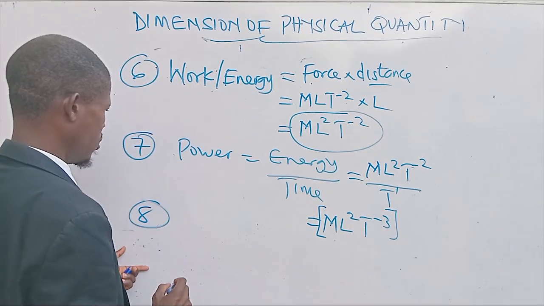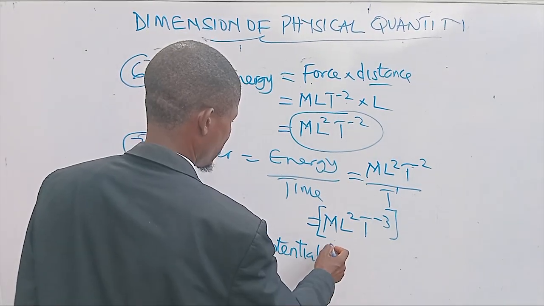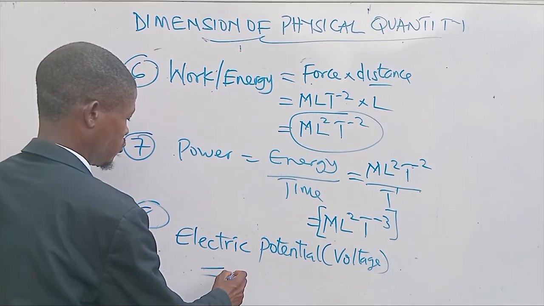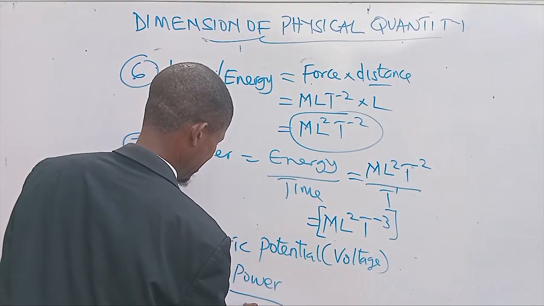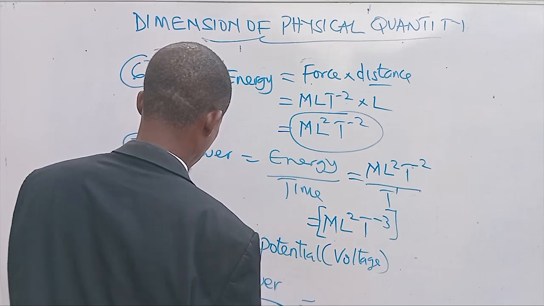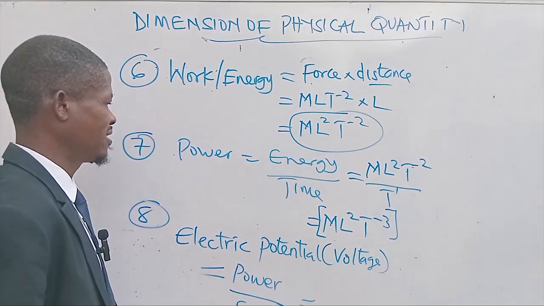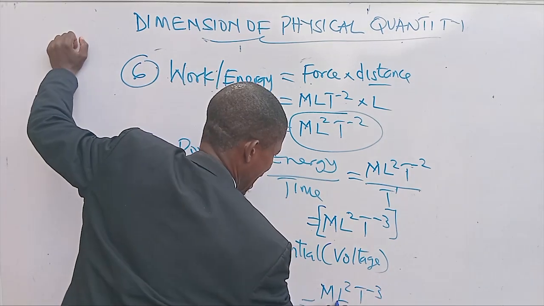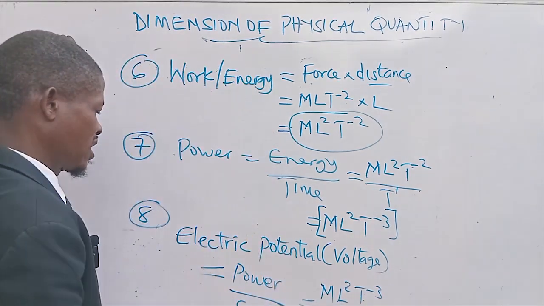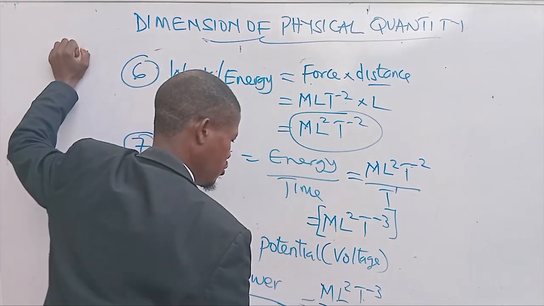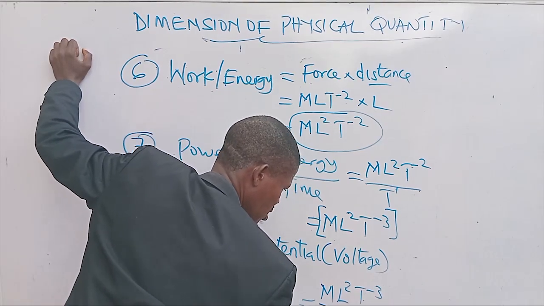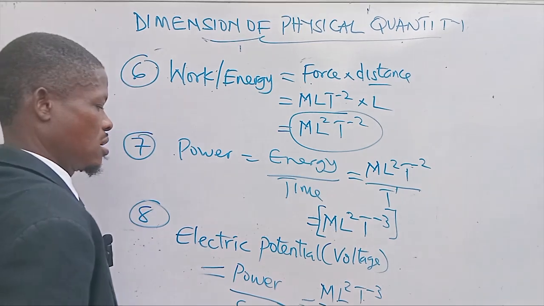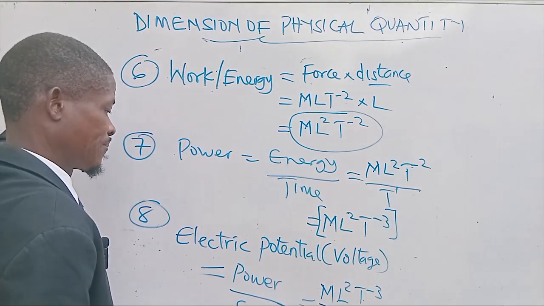Let's see one or two more. Electric potential, which is voltage. That's equal to power over current. So that's the formula for electric potential, power over current. And we've gotten power here, so that will be equal to M L square T to power minus 3. The current is what? You can use I, or if you like, you can also use capital A. The two are correct.